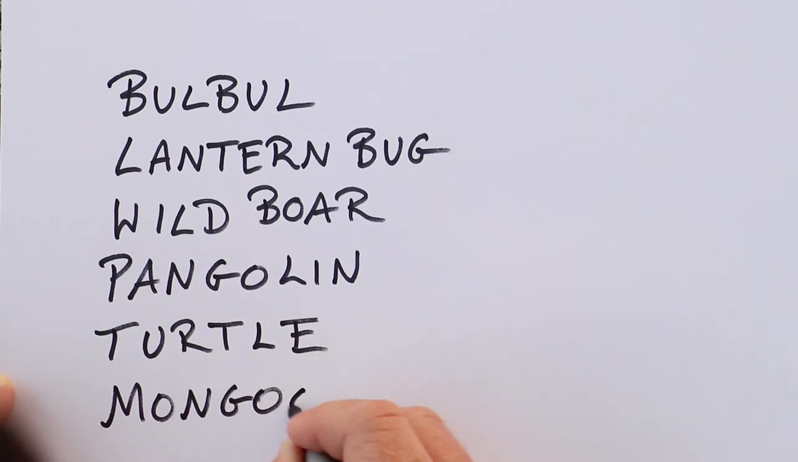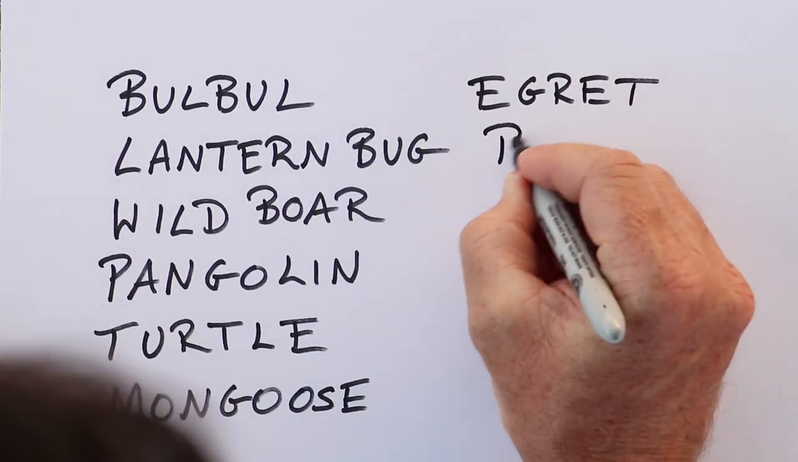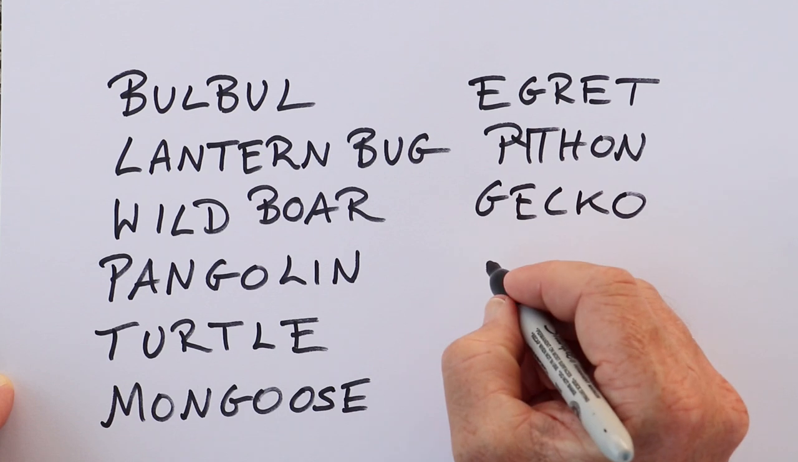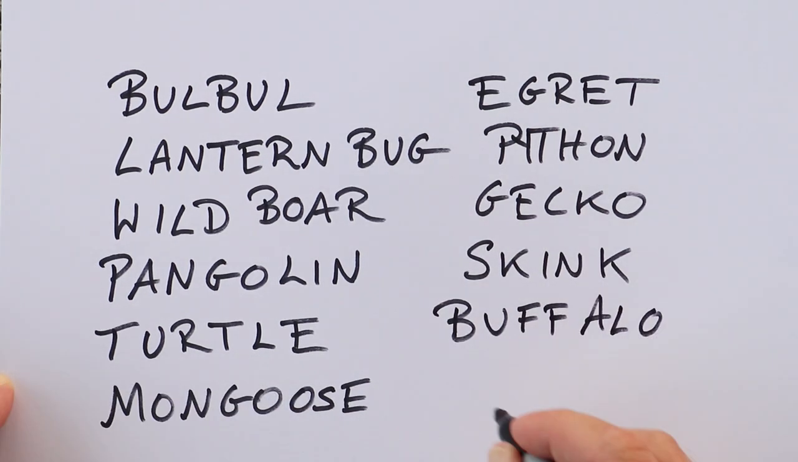Bulbul is a bird with a great-looking word as a name. I am choosing a mix of long and short names. Lanternbug is long, Gecko and her lizardy friend the skink have short names.